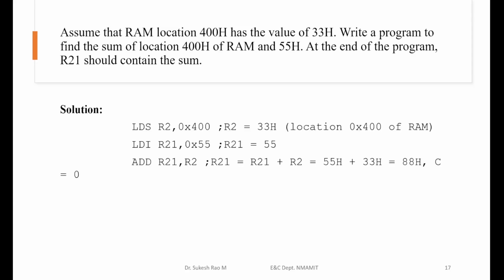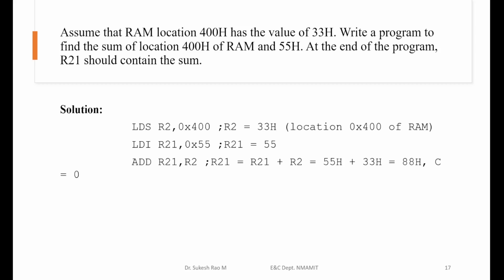In this addition example, assume that a RAM location 400H, that's the data RAM, has a value 33H. Now write a program to find the sum of the location 400H of the RAM and 55H, a literal value. At the end of the program, R21 should contain the result.